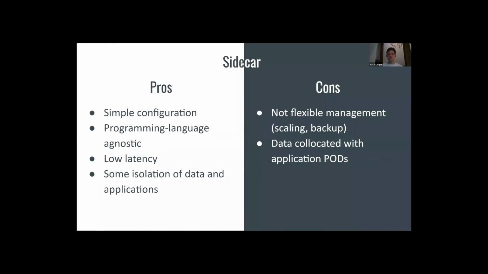Short summary of the Sidecar. What is good is that configuration is again simple because we just deliver the application together with the storage, with the database. It's programming language agnostic. We have low latency, and there is some isolation of data and applications. Isolation is at the container level. From the downsides, we again do not have flexible management, and the data is collocated in one application pod, which may not be a problem, or may be a problem depending on your security requirements.